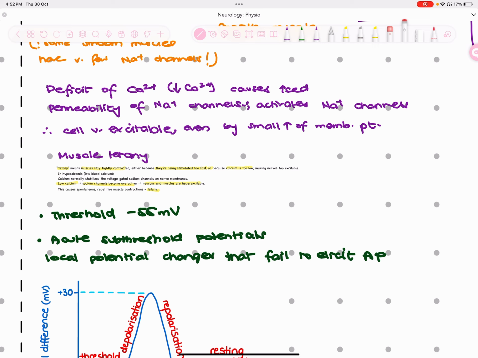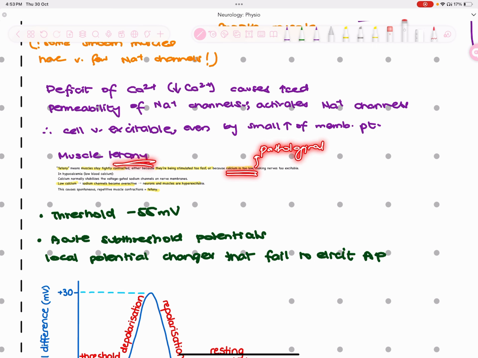Now, this is the thing. Muscle tetany is always pathologic, but I'm talking about calcium channels and that excitability. It can be pathologic, and it can also be physiologic. If, for example, any cell is very excitable, that can be physiologic as well, but if the calcium is low, then we can easily classify it as being pathological.